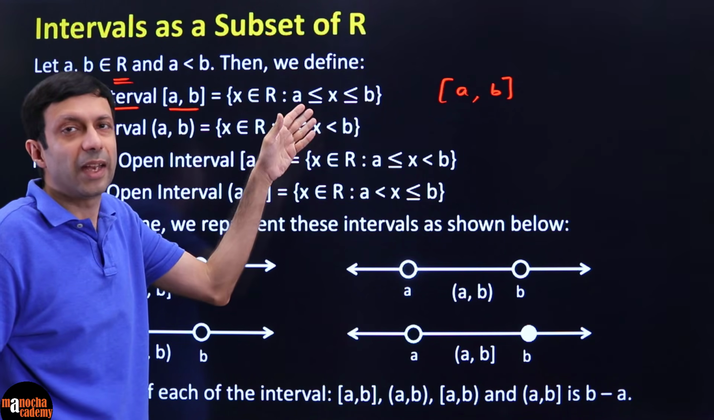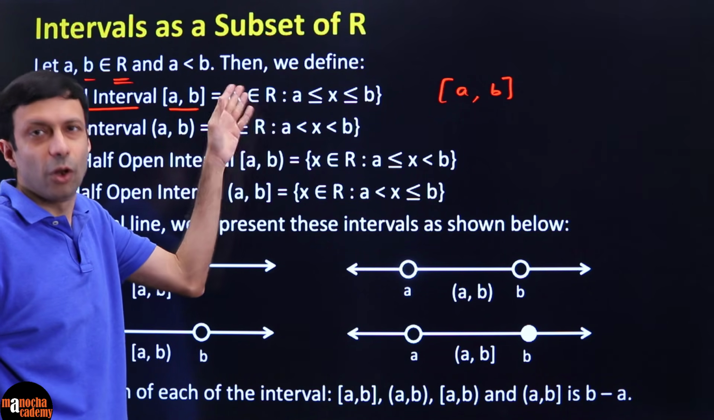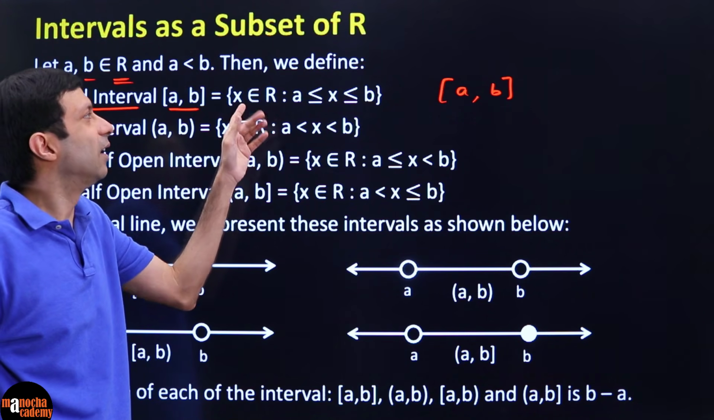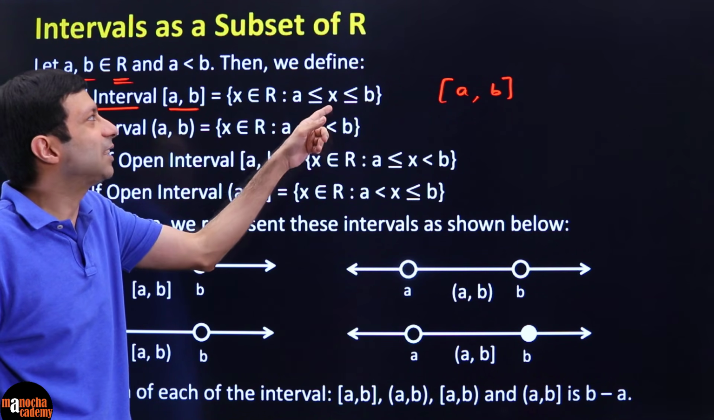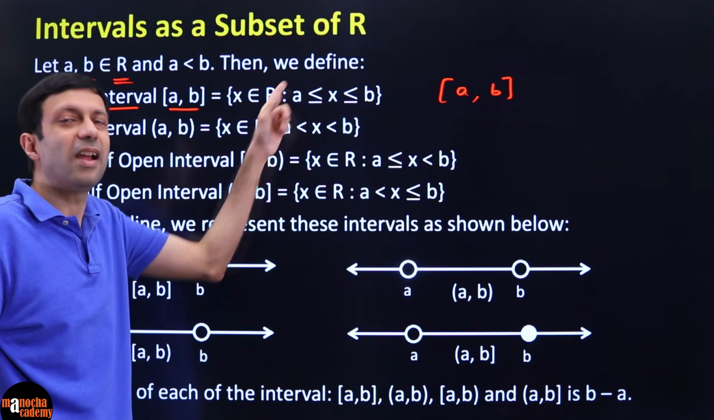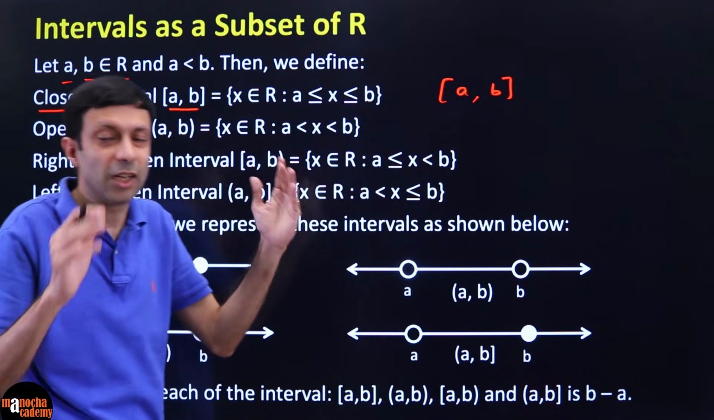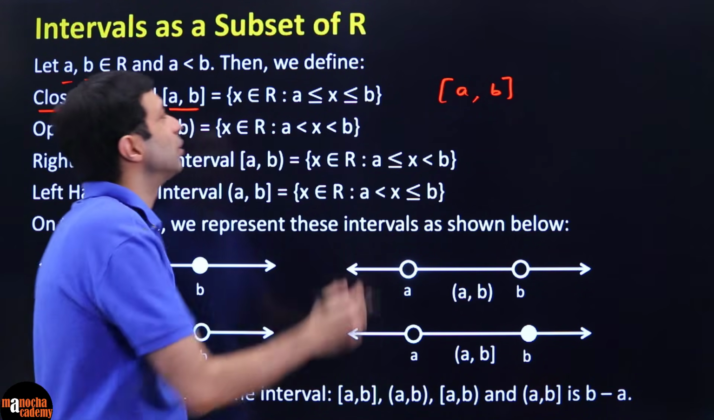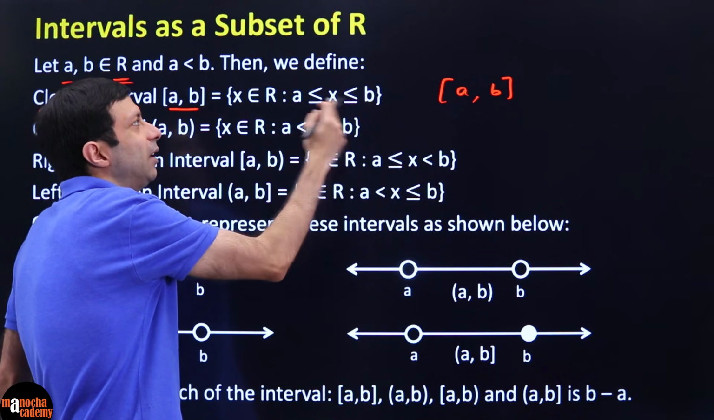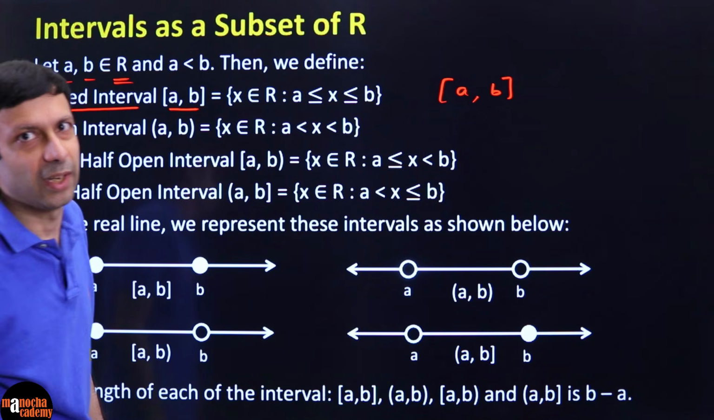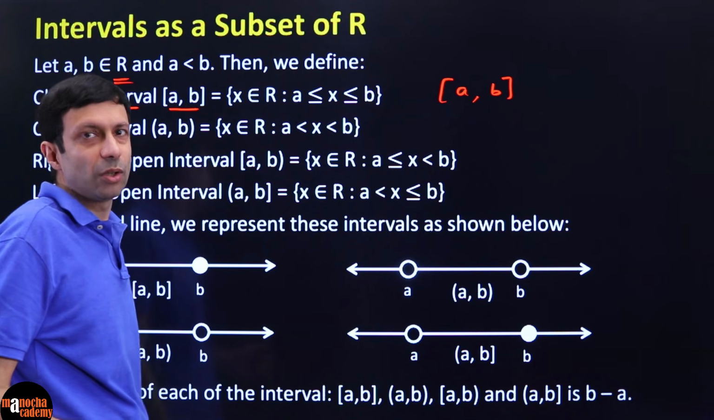What is the meaning of this interval? This interval is defining the numbers x which are belonging to real numbers, right? And such that x is greater than equal to A and less than equal to B. So that is why it is called a closed interval, because it includes both A and B and all the numbers between it.